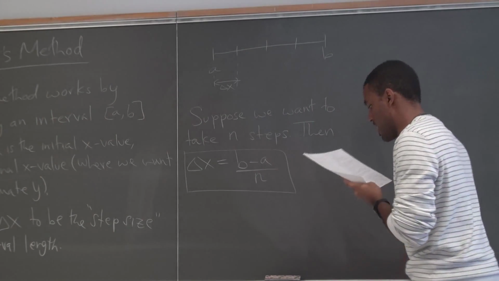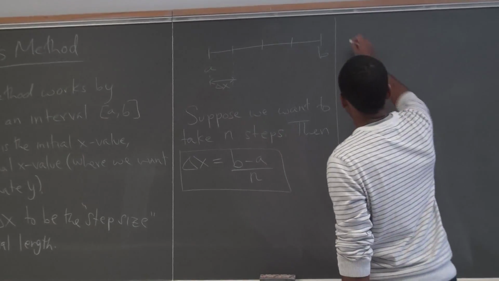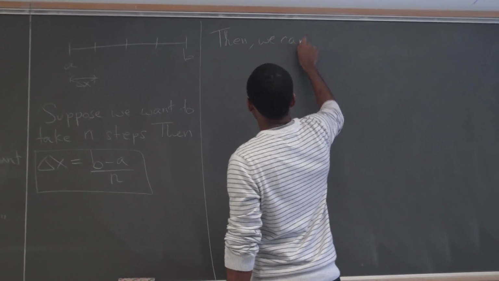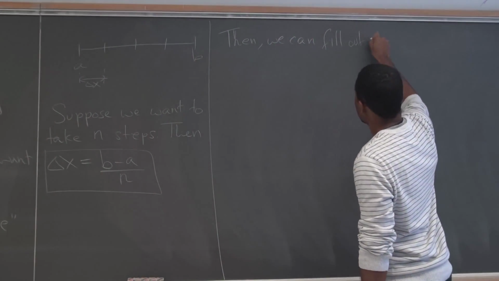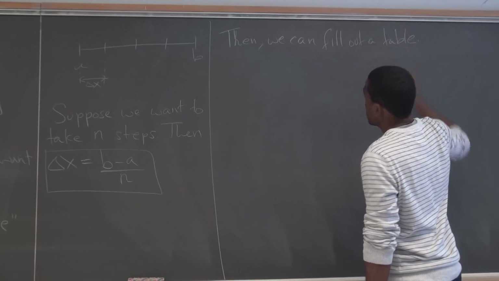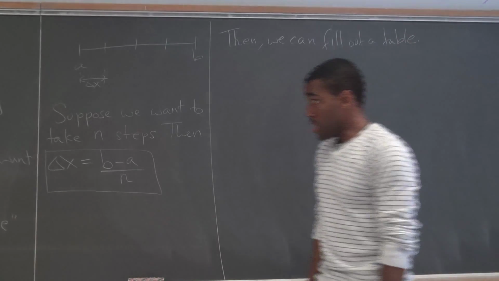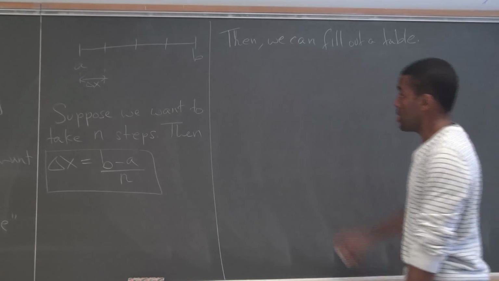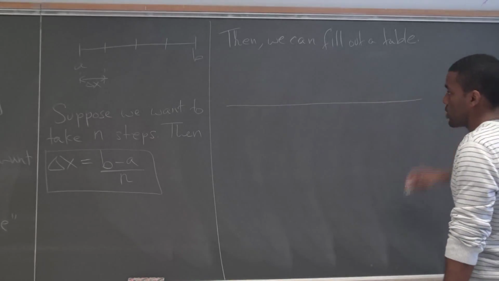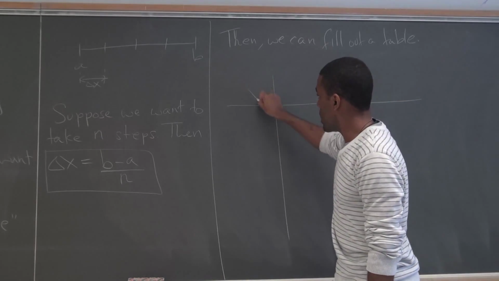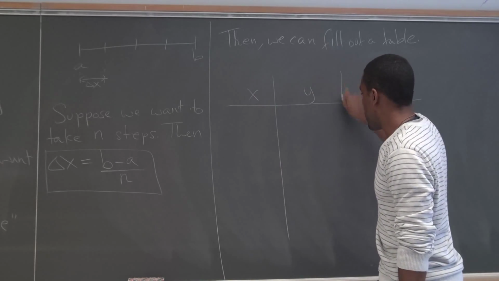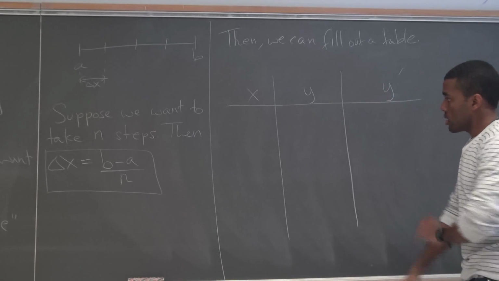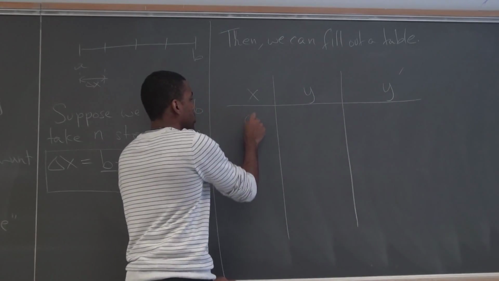Okay, so once we have that, then we can fill out a table. So here's how the method is going to work. It's basically a table method where we will be able to use these numbers in it and the given differential equation. This table is a very short one. Basically starts with the x value, then there's going to be the y value, then we're going to have the y prime value.